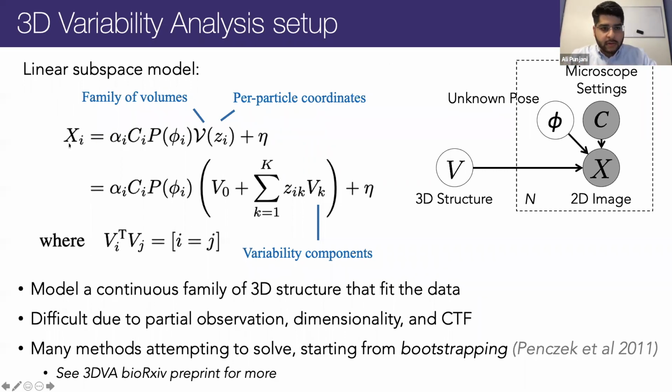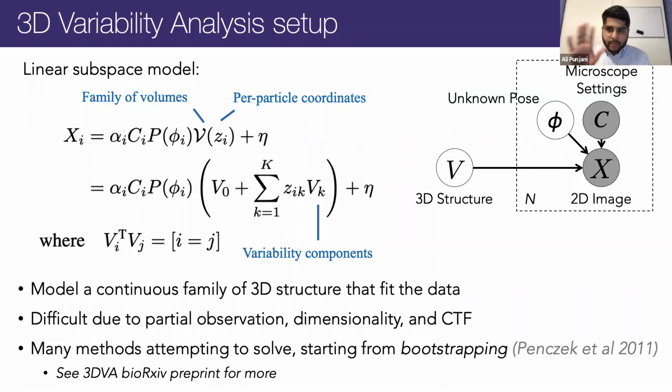The model that we are actually going to use for 3D variability analysis looks like this. Instead of a single 3D structure that gets projected and then corrupted by the CTF, we have a family of 3D volumes, density volumes. And that family is indexed by some per particle coordinates, Z. The per particle coordinates tell us which member of the family is present in a given single particle image. Each single particle image only has one protein structure in it. The family contains or captures the variability amongst all of the different versions of that protein that may exist.